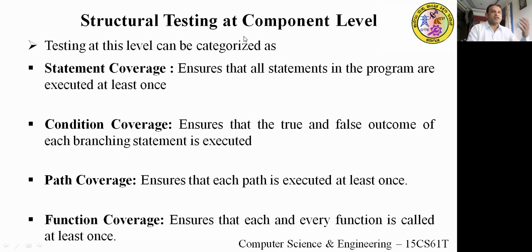So in the function coverage, you should check that all the functions are executed at least once. Some function may be executed a number of times. That depends on the application of the program. But what is the criteria? The criteria is that each and every function should be executed or called at least once. When a function is called, the control will be transferred to that function, and the function will be executed.